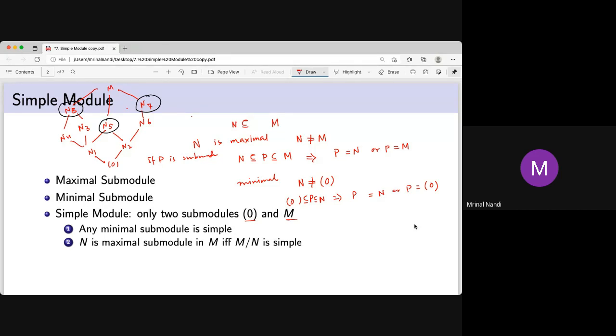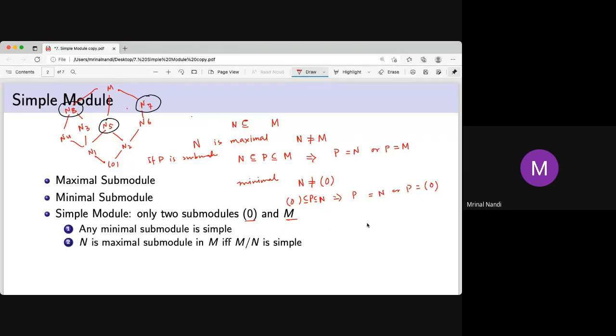Usually for any ring which has one but may not be commutative, if the ideals are 0 and itself, then it is a division ring. Now there is an equivalent condition: any minimal submodule is simple. Obviously, any minimal submodule is simple because it is minimal.